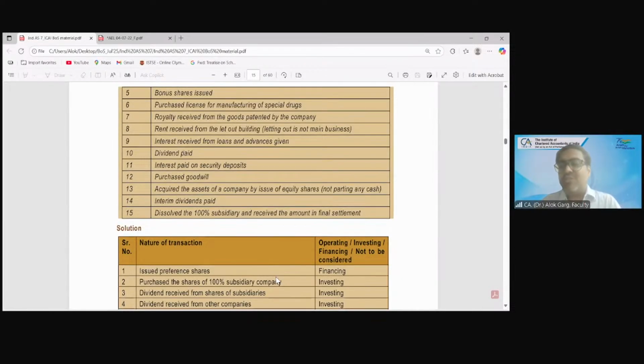So issuance of equity shares is a financing activity. Dividend paid on equity shares is a financing activity. Dividend paid is a financing activity, right, Anushi? Yes, sir. Okay, perfect.